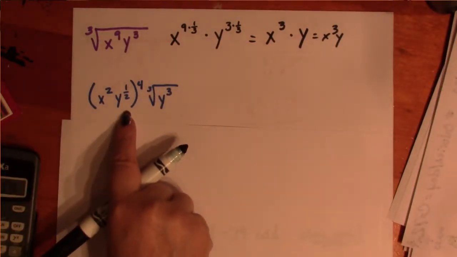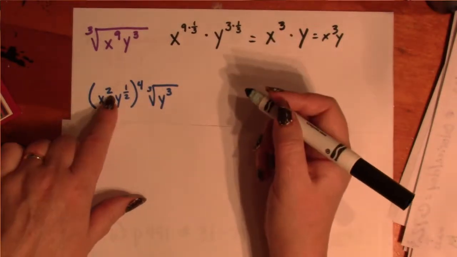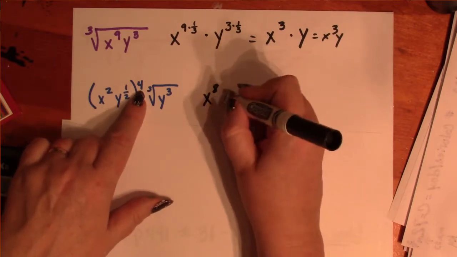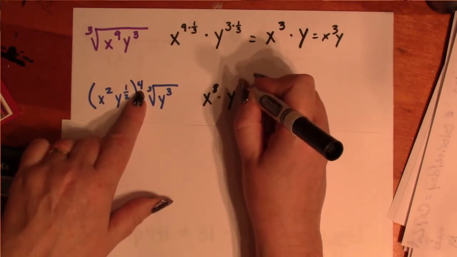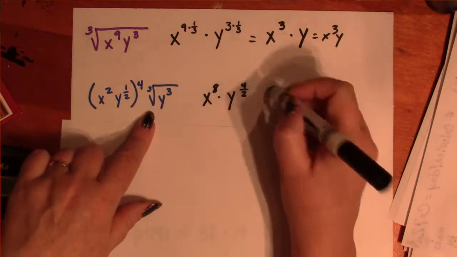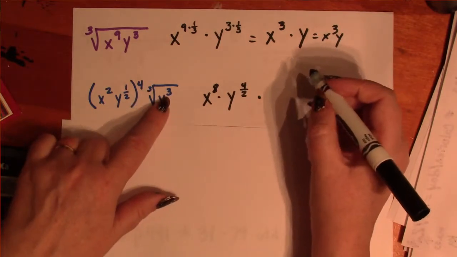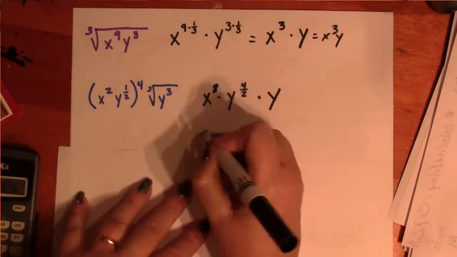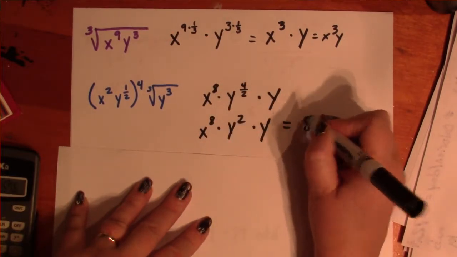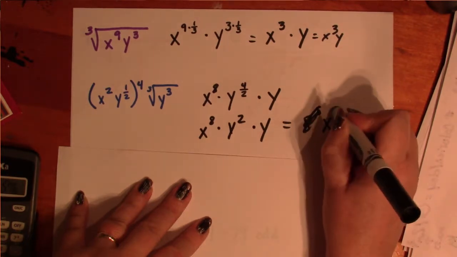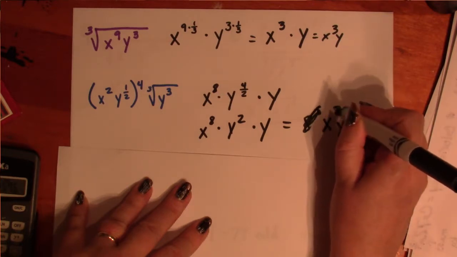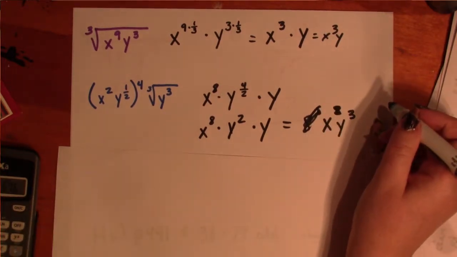Here we get a little more complicated. x squared to the 4th is x^8. y to the 1/2 times 4 is y to the 4/2, which is y squared, times the cube root of y cubed is y. So you've got 8 x's times y squared times y, which is x to the 8, y to the 3rd. Okay?